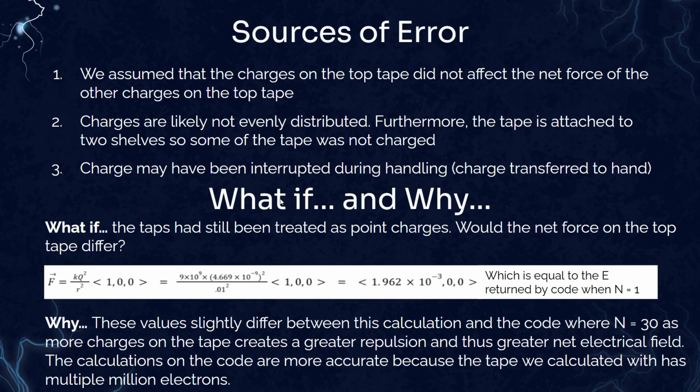If the tape had been treated as point charges, we could have used the force equation that F is equal to kq squared over r squared, which is equal to 1.962 times 10 to the negative third. And that is the same value that our code gave us when n was equal to 1 and 2. However, this value slightly differs from when n is equal to 30 because having more charges creates a greater repulsion between the two pieces of tape. And our script code was likely more accurate because in reality, as I said, there are likely multiple million electrons that are affecting the second piece of tape.